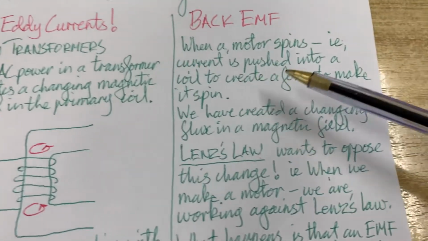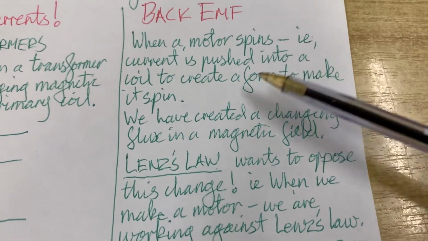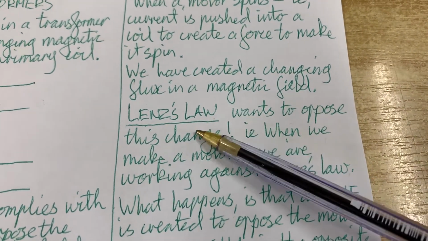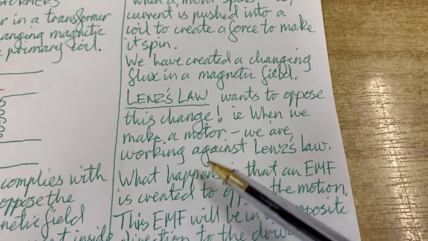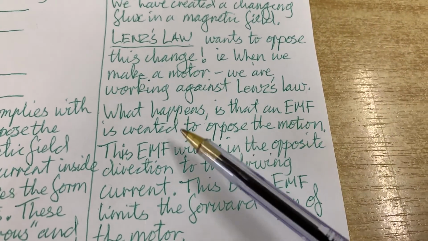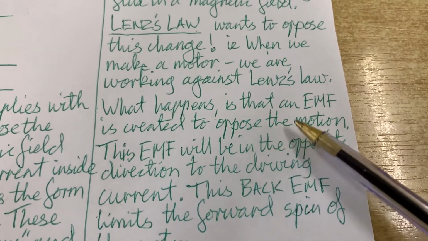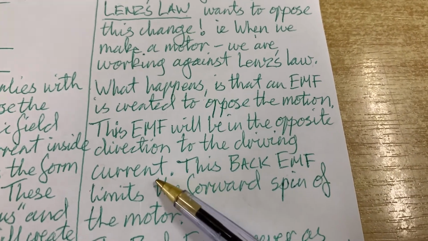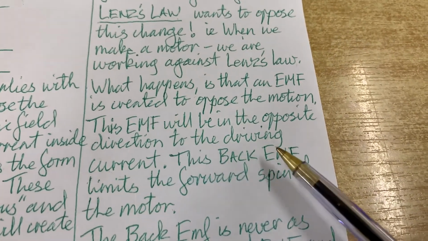So despite the fact that we have a motor here and our intention is to make it spin, we have an opposing force. And Lenz's law comes into play. Lenz's law wants to oppose this change. When we make a motor, we are working against Lenz's law. All right, what happens is that a back EMF is created to oppose this motion. The EMF will be in the opposite direction to the driving current. We're pushing current into the system or into the circuit, but we have a back EMF that is pushing back.